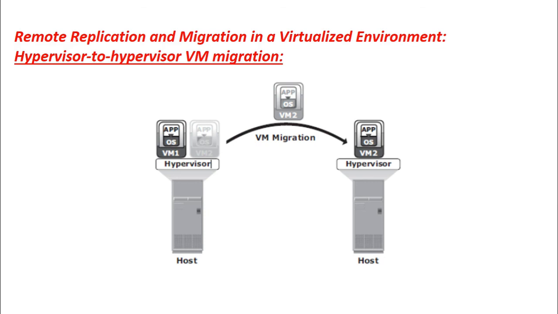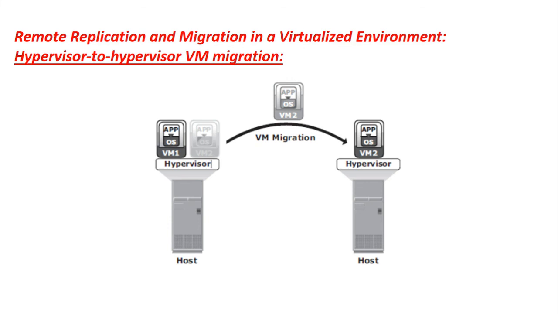Here we have two types. One is called hypervisor to hypervisor virtual machine migration, and the second one is array to array virtual machine migration. Let us first try to understand what we mean by hypervisor to hypervisor virtual machine migration.